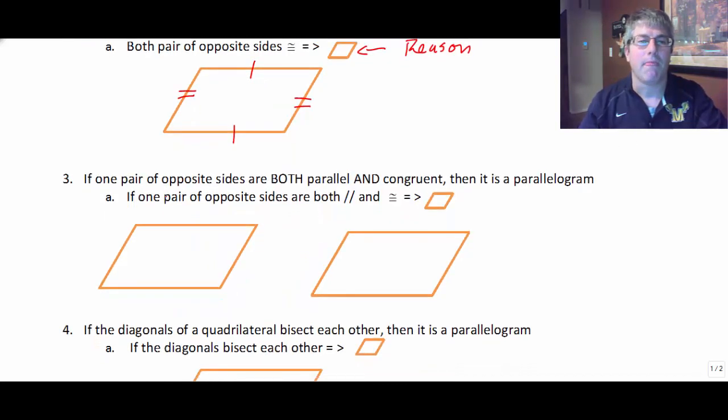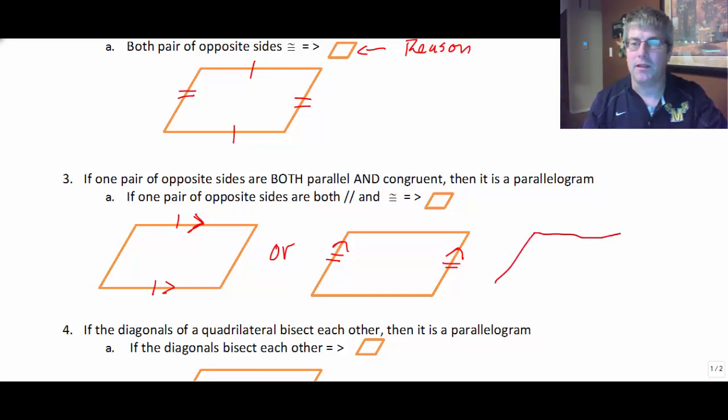The third reason, if one pair of opposite sides are both parallel and congruent, then it's a parallelogram. So one pair of opposite sides are both parallel and congruent. So you might have something like that. We've got one pair of opposite sides, they're both parallel, they're congruent, you are done. You have found that to be a parallelogram. Now that doesn't mean you couldn't have the other pair of opposite sides parallel and congruent.